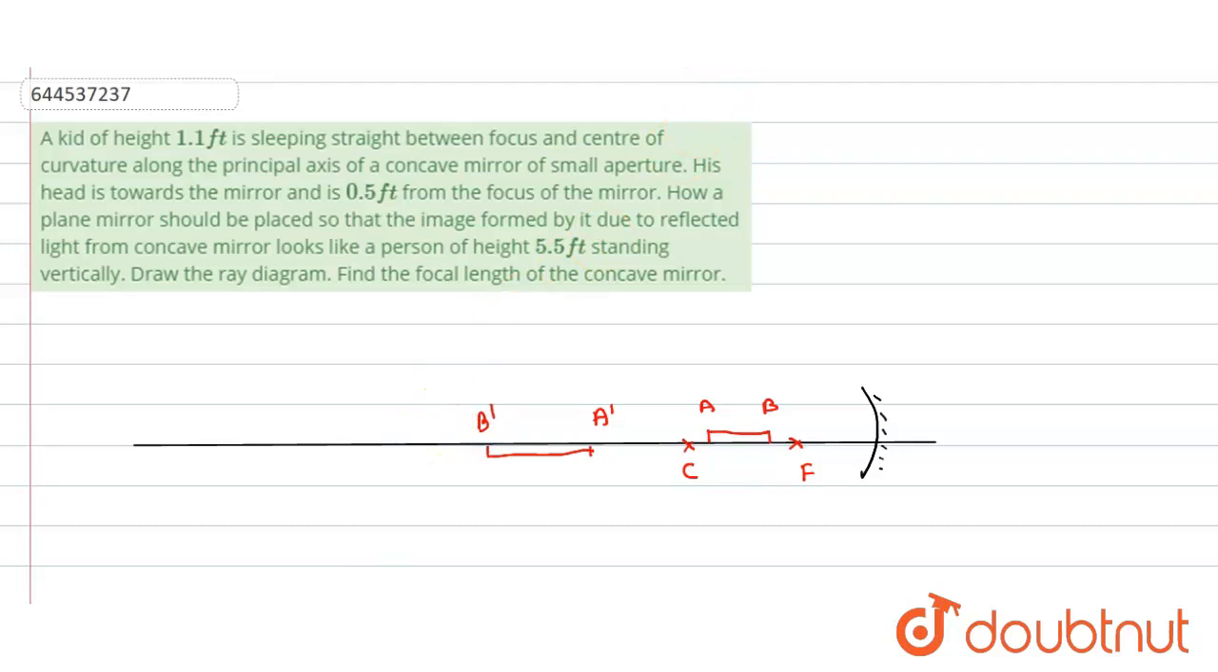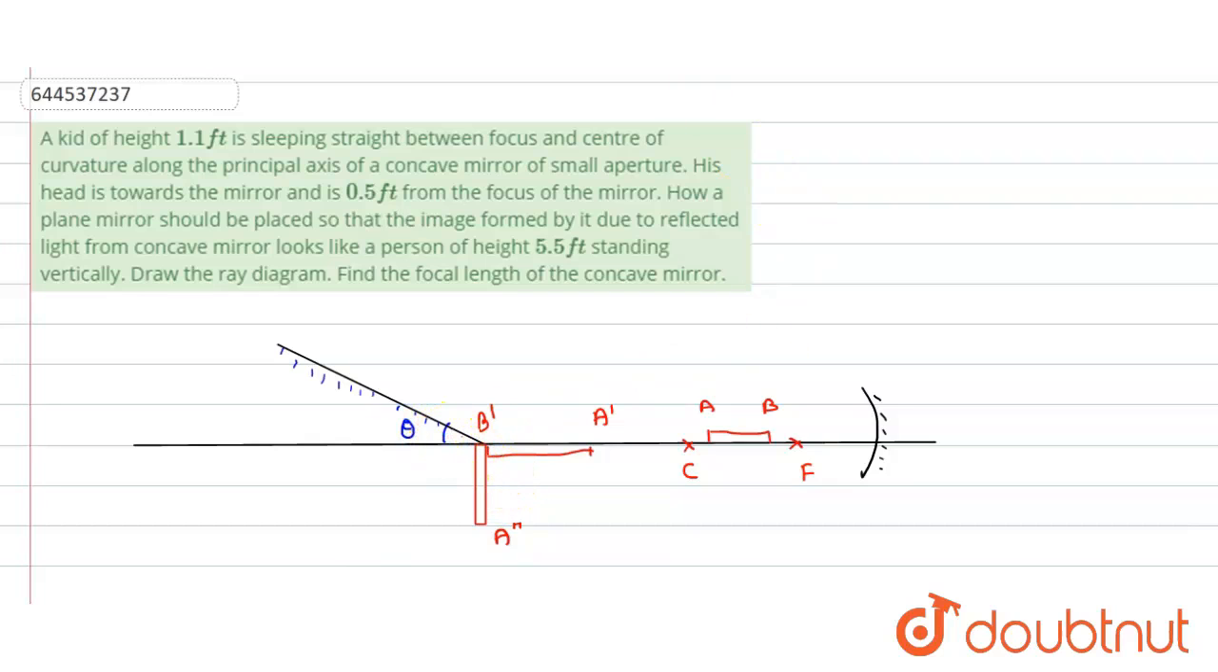Now here we have placed a mirror, somewhere here. Finally, let's say this angle is theta. This angle is theta. This is our mirror, and we make this surface the polished one. Now finally, the image of the kid is becoming vertical, like this. That means this is our A double dash and this is B double dash, and B is basically the same.